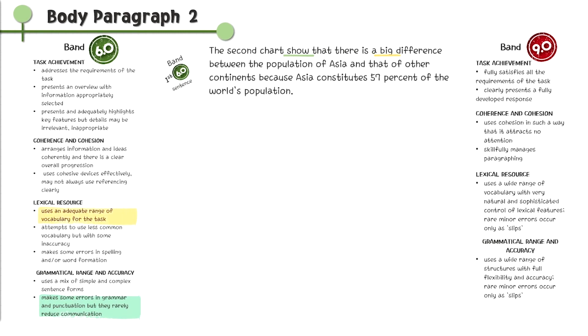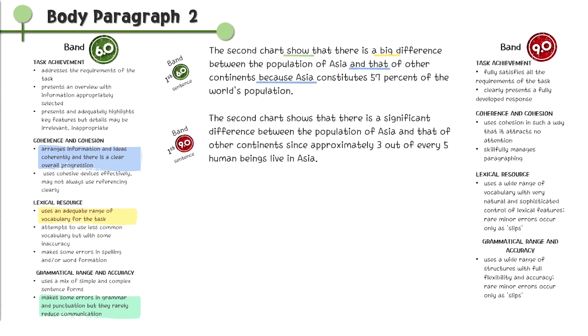The word big can also be reworded, and the use of and is not proper. The word and is not used to compare. It is to add information. Also, the phrase that starts with because Asia does not have to be repeated. The second chart shows that there is a significant difference between the population of Asia and that of other continents, since approximately 3 out of every 5 human beings live in Asia.